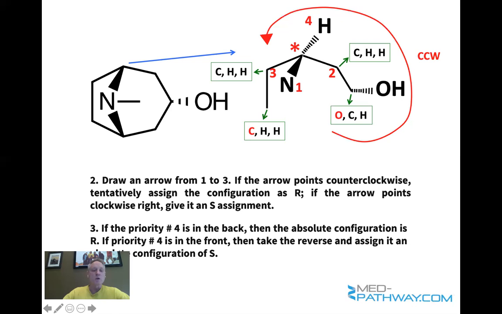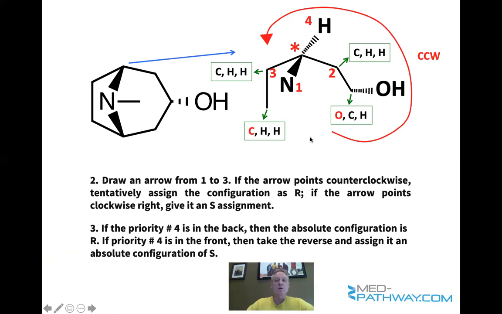What we do then is we go to the next set of rules where we draw an arrow from 1 to 3 over here, and we tentatively assign it in the counterclockwise position, which means it's going to be an S, and that's going to hold as long as the number 4, the smallest group, is in the back with the hatched line. And that is indeed the case. What we can conclude then is that the number 1 is going to be a stereocenter with an S configuration.